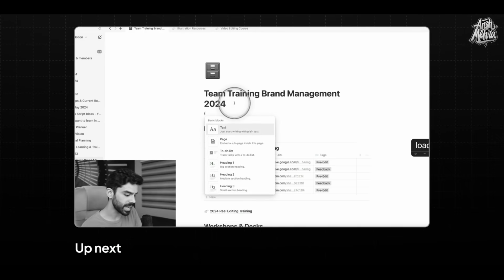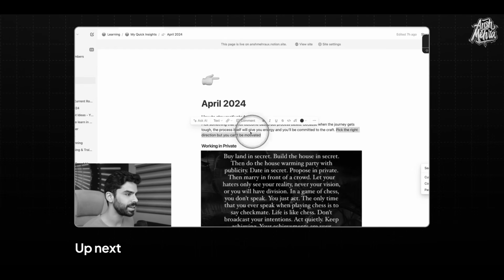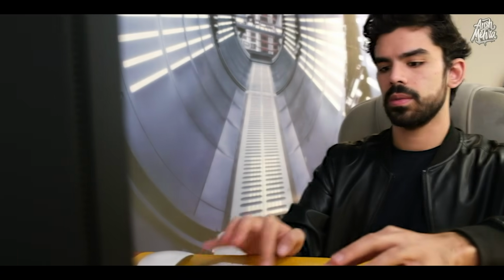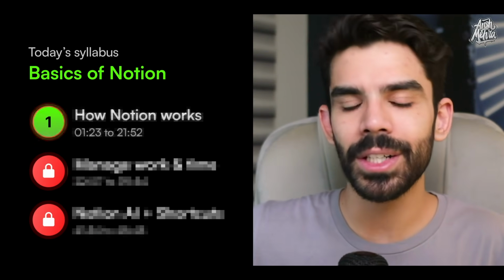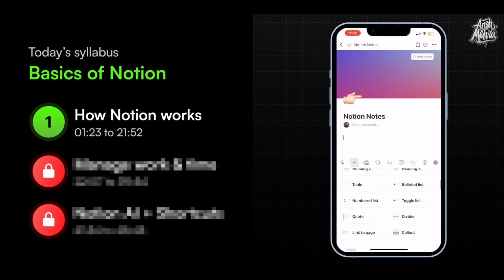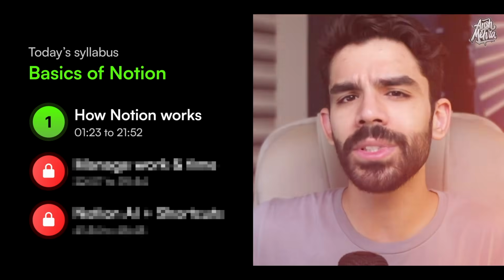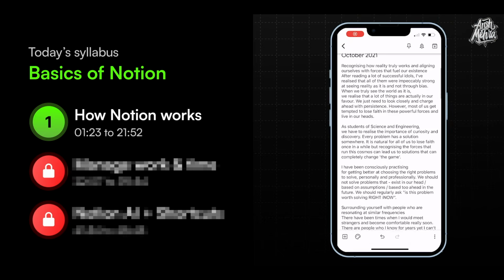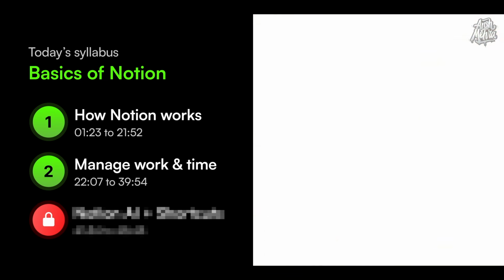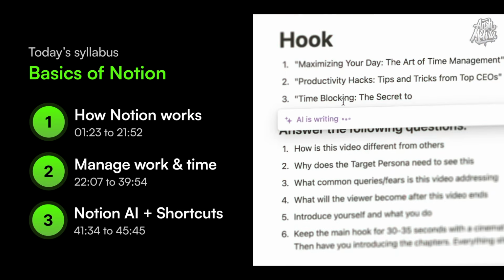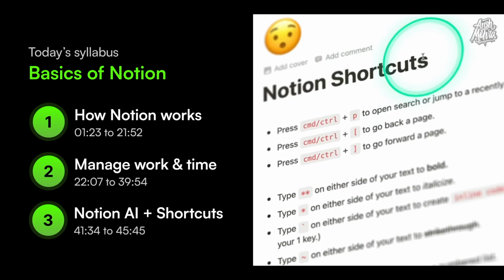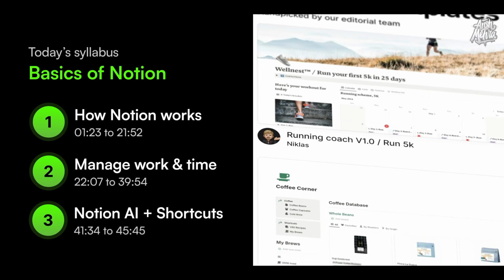Now, I want to make sure that I not only teach you the features of Notion, but also explain to you how these features can help you manage your work and time. So we'll have 3 chapters. In chapter 1, I'll teach you how Notion works on your phone and computer and explain how it is different from Apple Notes or Google Keep. In chapter number 2, I'll cover best techniques for managing your work and time. In chapter number 3, I'll show you Notion AI and its best shortcuts, along with free links to templates and resources. Let's start with chapter number 1.